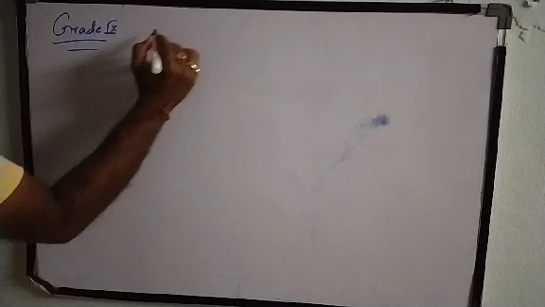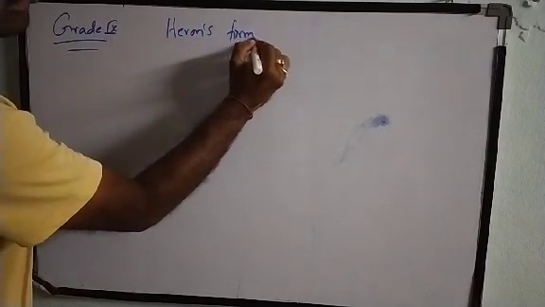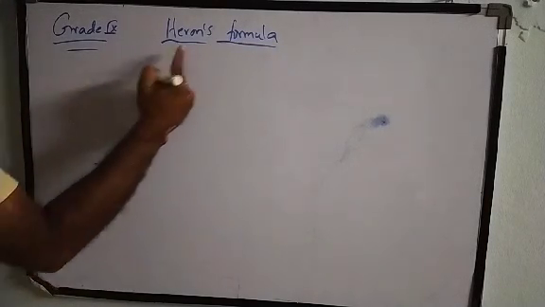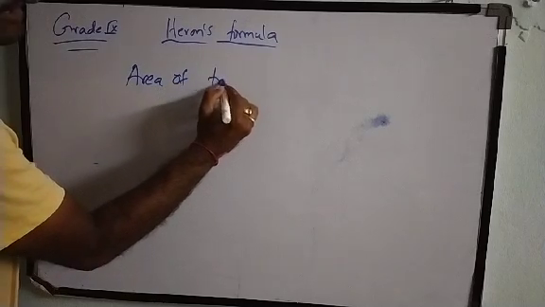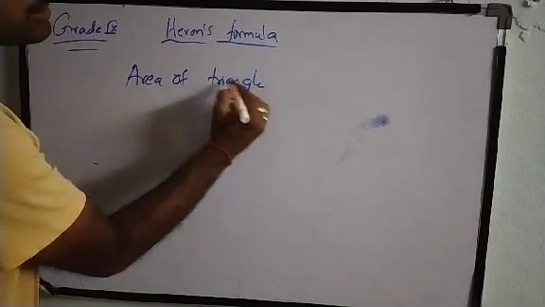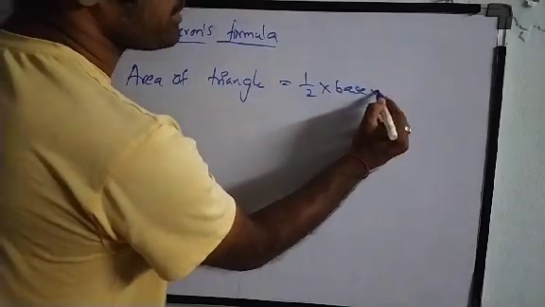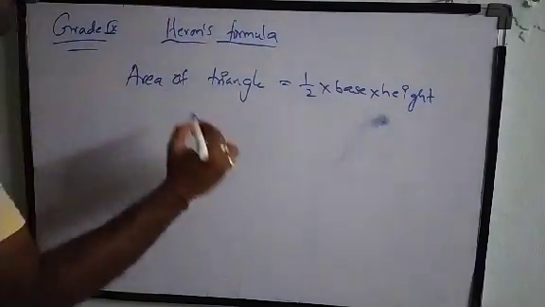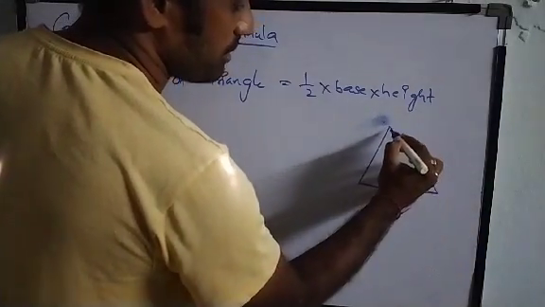Very good morning, students. Today we are going to learn a new chapter, Heron's formula. He is a mathematician who invented a formula for the area of a triangle. Generally we have the area of a triangle formula as half into base into height. This mathematician developed the formula in such a way that it works for each and every triangle.